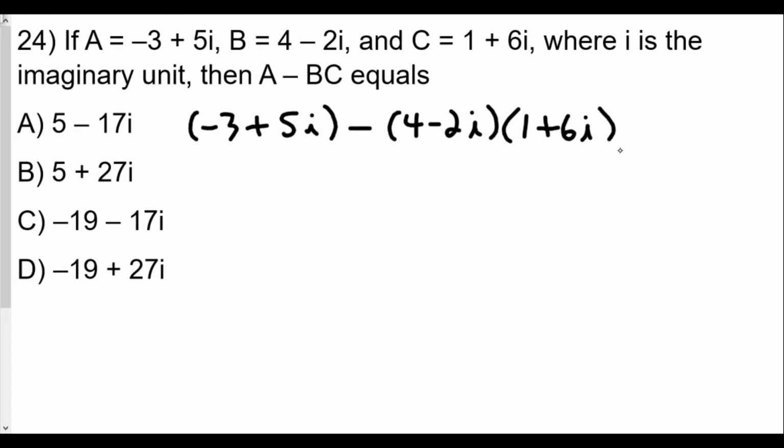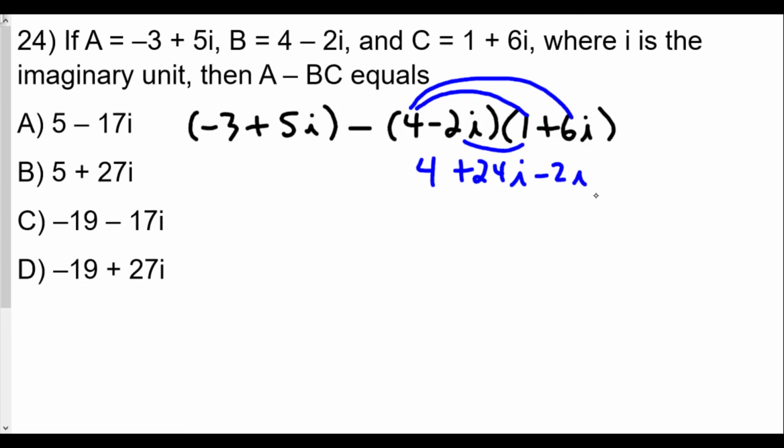And so at this point, when we do order of operations, we normally do multiplication before addition or subtraction. So we're going to multiply in this case. 4 times 1 to get 4. 4 times 6i to be plus 24i. Negative 2i times 1 is negative 2i. And finally, negative 2i times 6i is going to be negative 12i squared. And that's all in just a product. After we're done, we'll subtract that from negative 3 plus 5i.